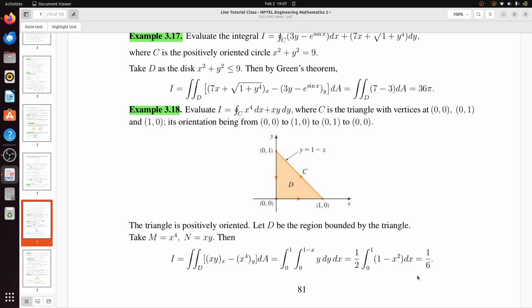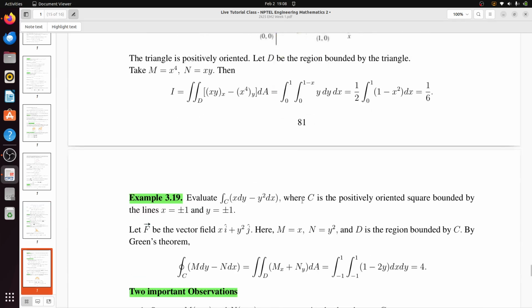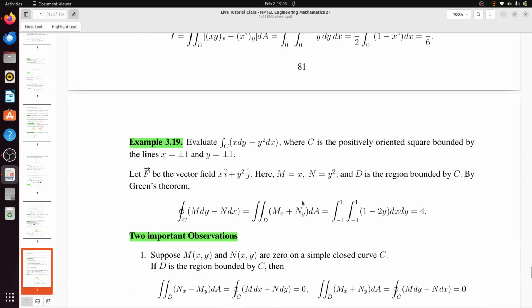1/6. Sir, there was a small mistake in the calculation here. Okay, don't make calculation mistakes, do it a bit more carefully. So this is del N del x minus del M del y. This is y dy dx. Now you just have to do the integration part, and that will simply give you 1/6. Okay.